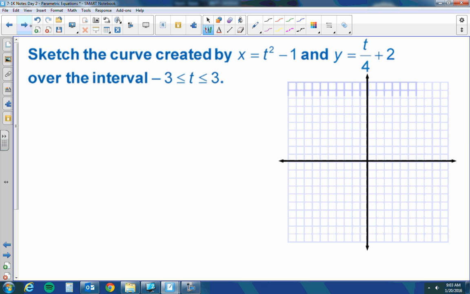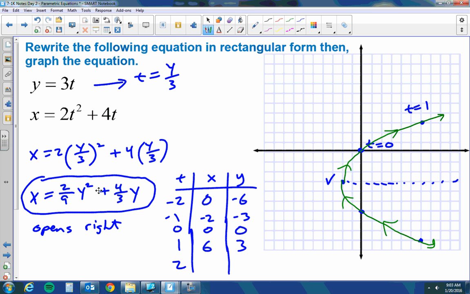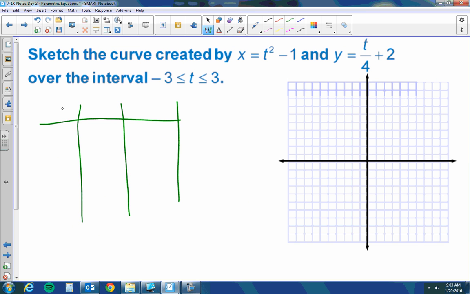All right, let's try this one. This one says nothing about rectangular equations. I'm just going to use the table. And I want you to realize, the last one, I had to get a rectangular equation, but I didn't have to actually use it to draw the graph. I didn't convert this to graphing form, standard form. I'm not even rewriting the equation at all.